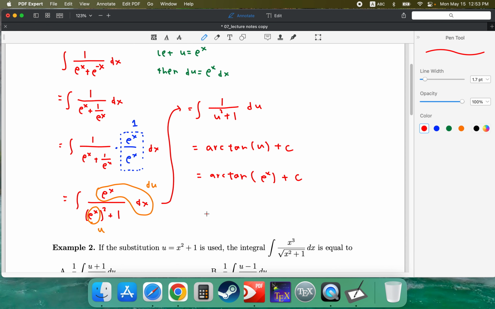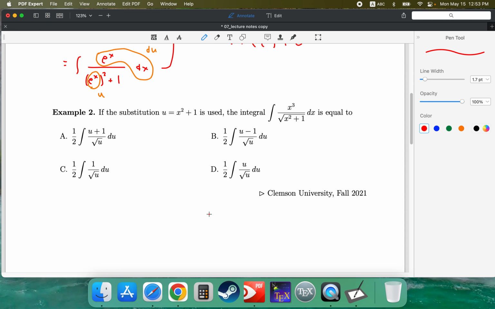Next, let's take a look at example 2. I want to integrate x cubed over the square root of x squared plus 1. The problem gives you the hint: we want to use the substitution where u equals x squared plus 1. So let's follow the instruction. My u is x squared plus 1. Then my du will become 2x dx.